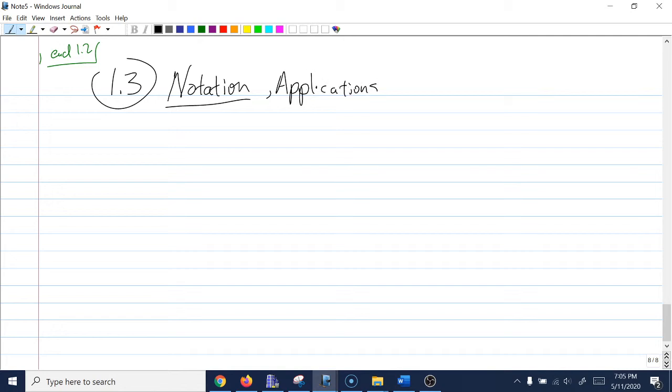Cool. Let's get into 1.3, which is mostly a notation section. It talks some more about applications. And we start talking about the second derivative.